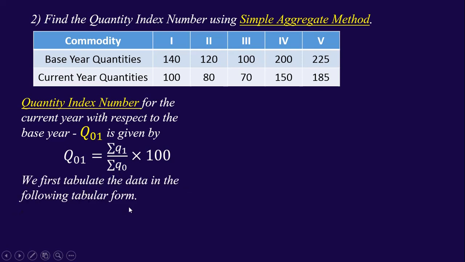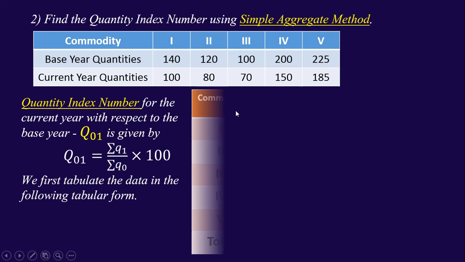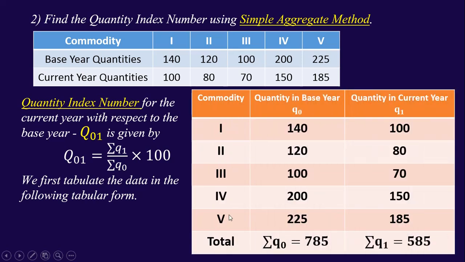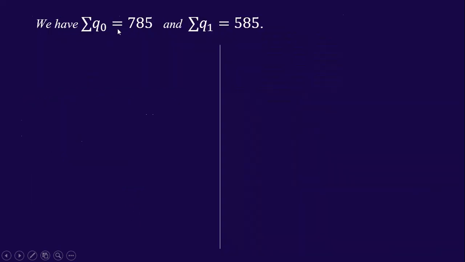We first tabulate the data in the following tabular form. First column for commodity 1, 2, 3, 4, 5. Quantity in base year denoted by Q0, these values are given. Quantity in current year Q1, these values are given. Now we require summation Q1 and summation Q0. Here addition of all these entries gives summation Q0 is 785. Addition of all these, summation Q1, is equal to 585. We only have to substitute these values in this formula for the quantity index number. So we have summation Q0 785 and summation Q1 585.